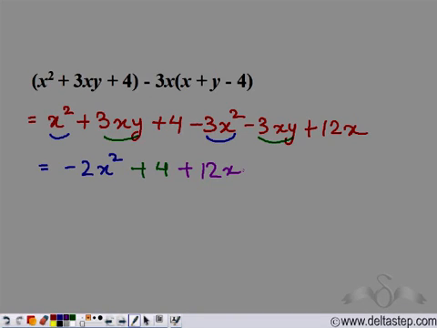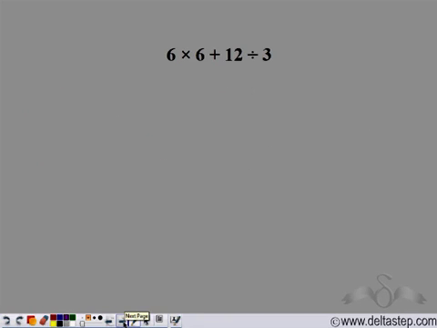So first we try and combine the like terms. Then if we can expand the expression, we expand it and combine the like terms again. So this is how we simplify expressions in algebra. Now try and simplify this expression. How do we do it?